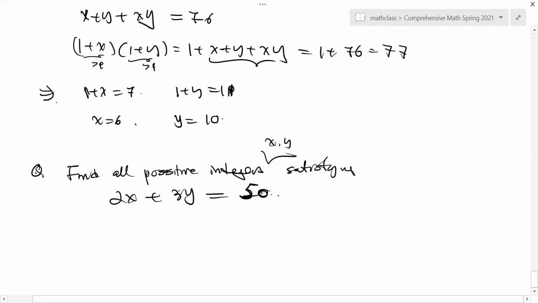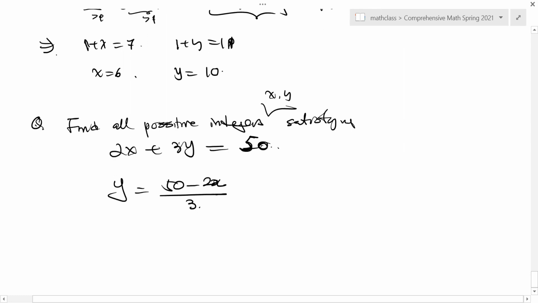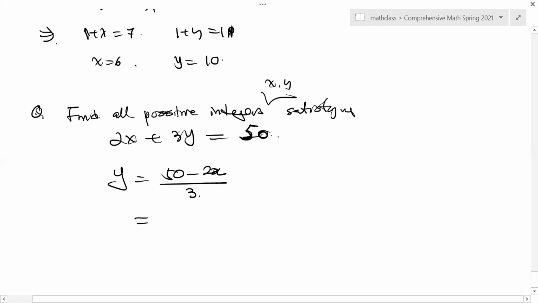Clearly, there's one solution where x equals 10, y equals 10. Right? x equals 10, y equals 10. So let's quickly solve the problem. What you do is solve for y. So y equals 50 minus 2x, divided by 3. Then you will see, you take 2 out.